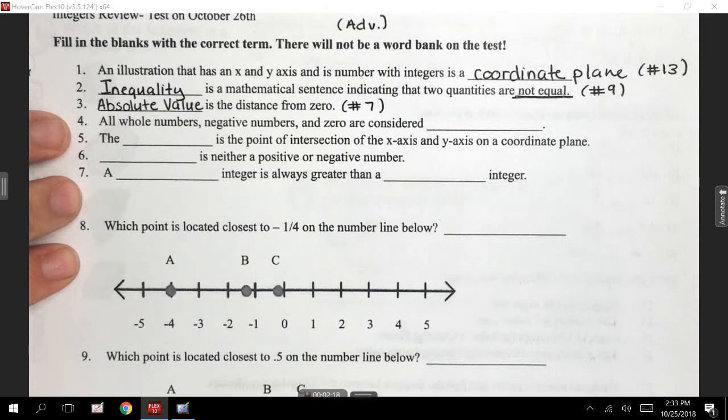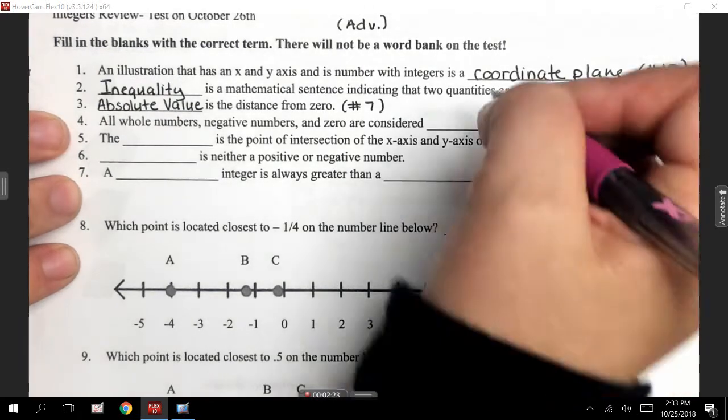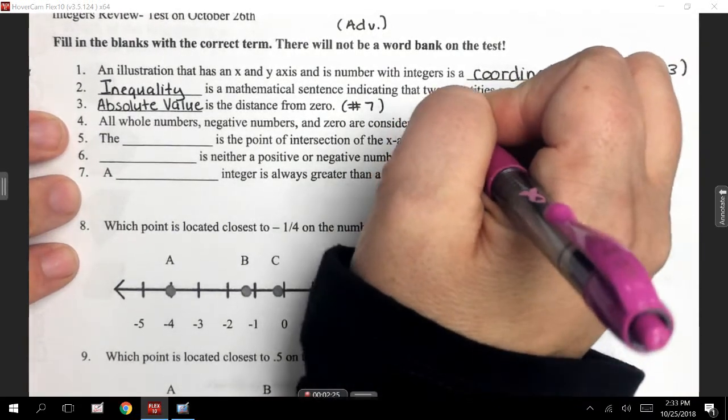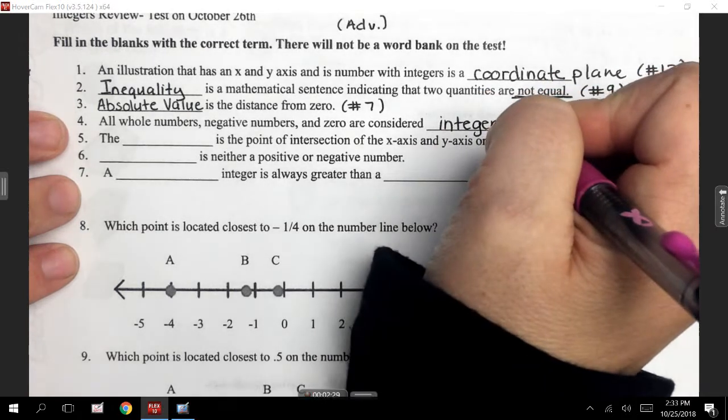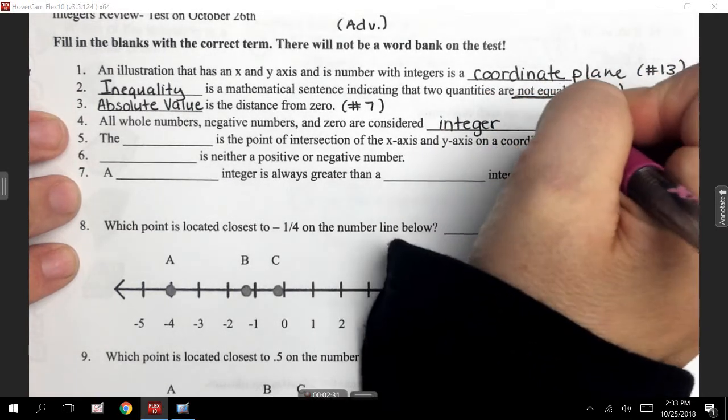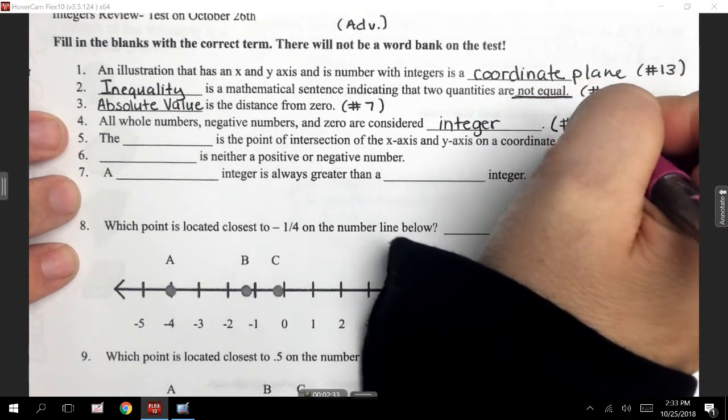Number 4, all whole numbers, negative numbers, and 0 are considered to be integers. This is just a fancy way to say positive numbers, negative numbers, and 0. And this was on number 5 in our notes.